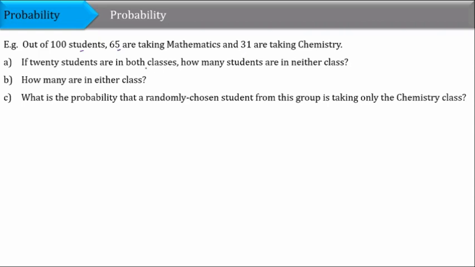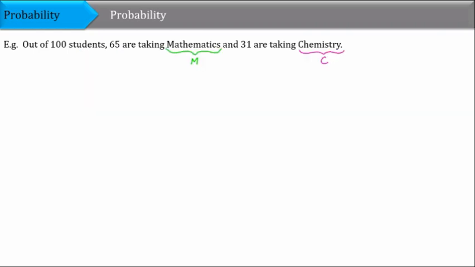Then question A: if 20 students are in both classes, how many students are in neither class? Question B: how many are in either class? And question C: what is the probability that a randomly chosen student from this group is taking only the chemistry class? Right, so let's start with the information that's given.